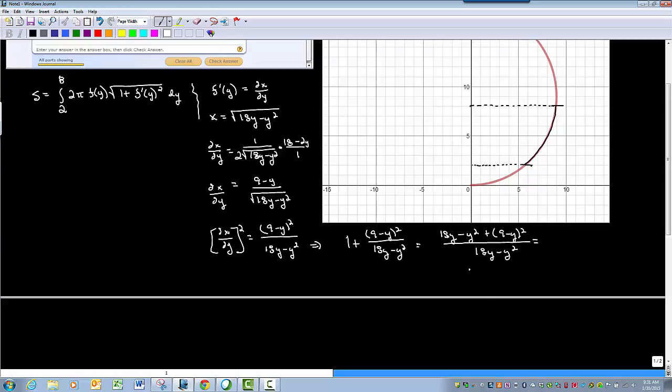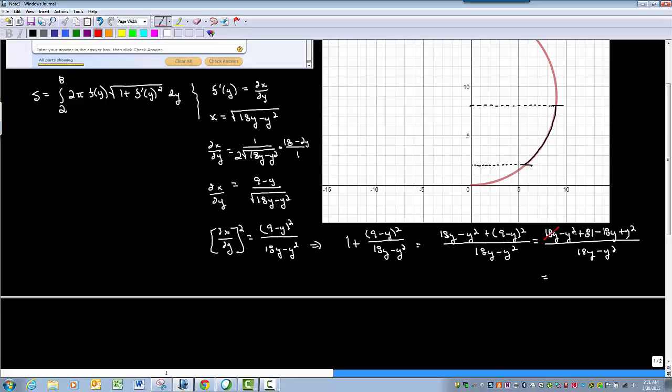And I think at this point, yeah, we'll give it a shot. Okay, it'll probably make life easier. So we have 18y minus y squared plus 81, okay, minus 18y plus y squared over 18y minus y squared. So let's see what that gives us.